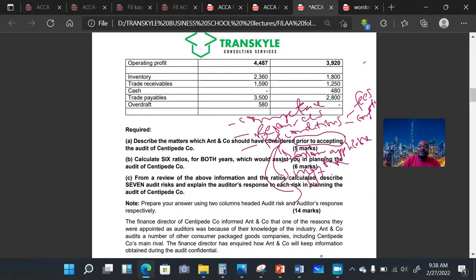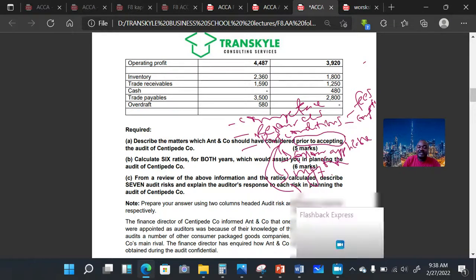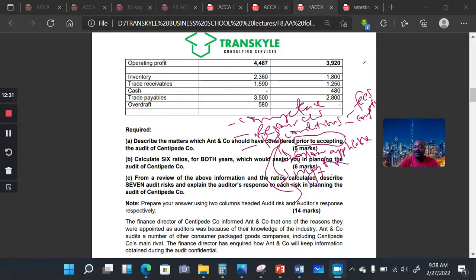Now we talked about the resources. Do we have enough manpower? Do we have enough finances to fund this particular audit?